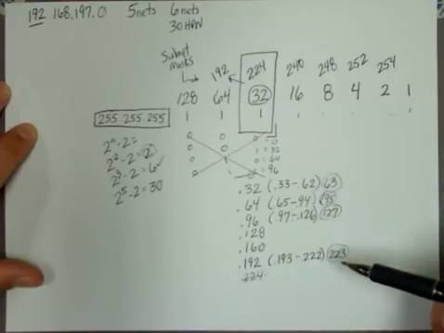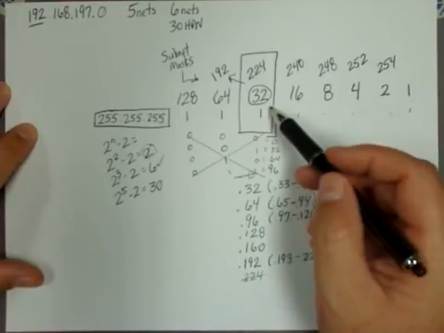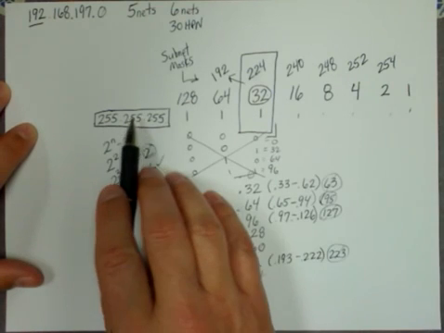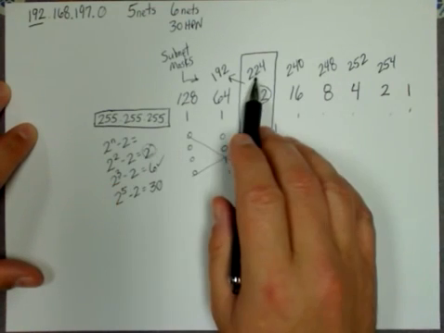We can also use this chart to figure out what our subnet mask would be, if you haven't already figured it out. 255.255.255.224.